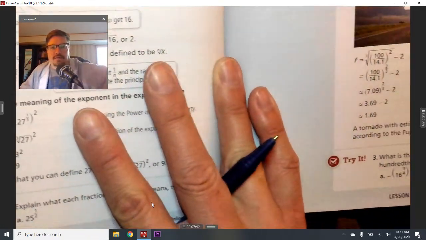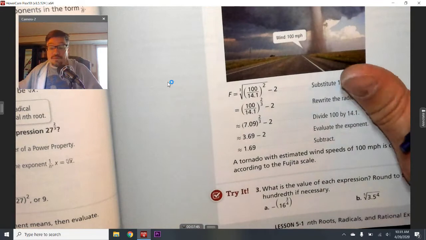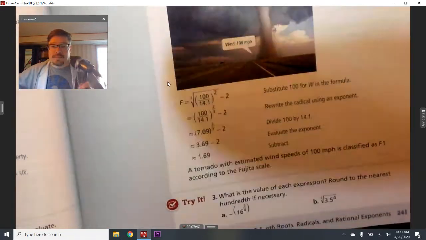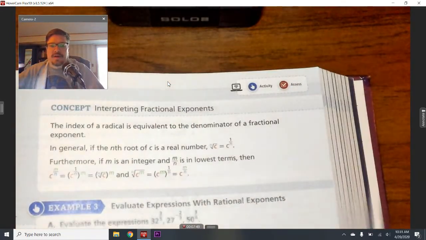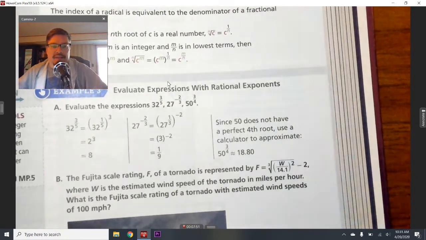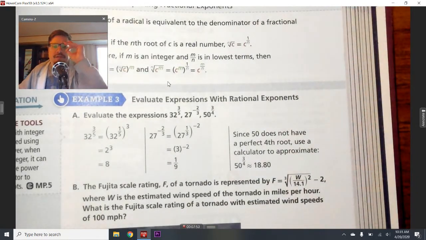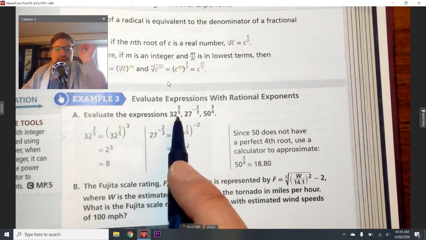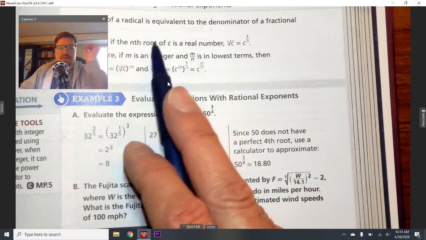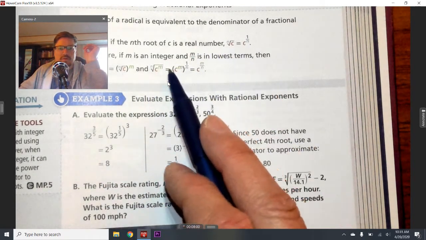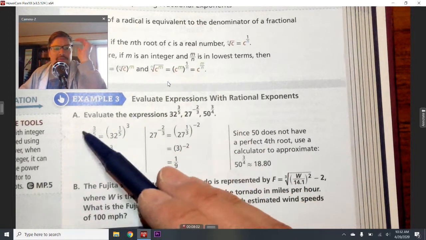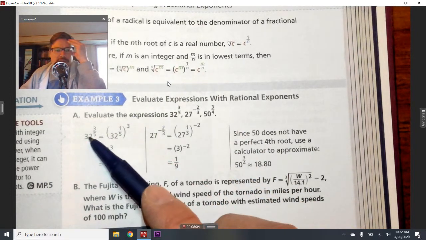Next here, we've got example 3. Example 3 involves something that you might have forgotten, and that is negative exponents. Now, by the way, this is the rule here, the rule that we just discussed. Example 3 says evaluate these expressions. So 32 to the 3/5.